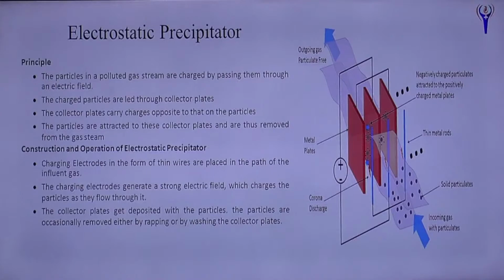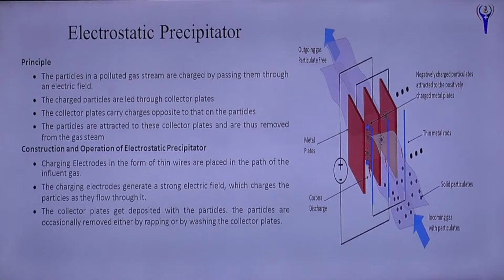And this is the electroprecipitator. The principle of this is that the particles in the polluted gas streams are charged by passing them through an electric field. And these charged particles are led through a collector plate. Since the collector plate carries a charge opposite to that of the particles, the particles are attracted to the collector plates and thus are removed from the gas stream. You can see in the picture.